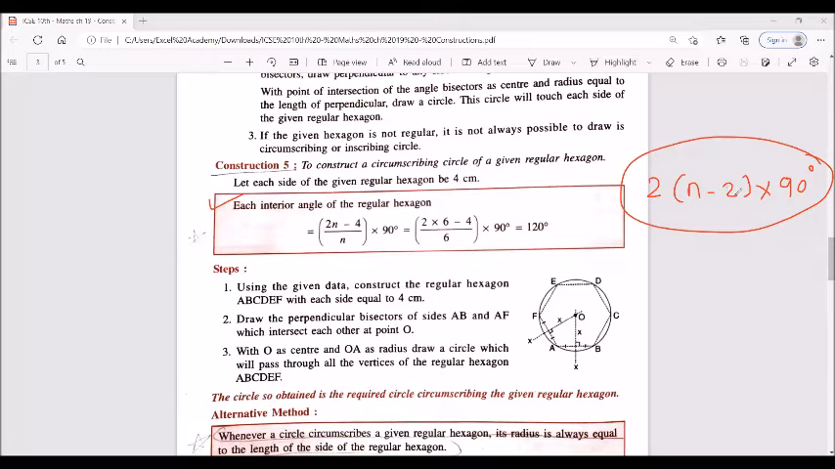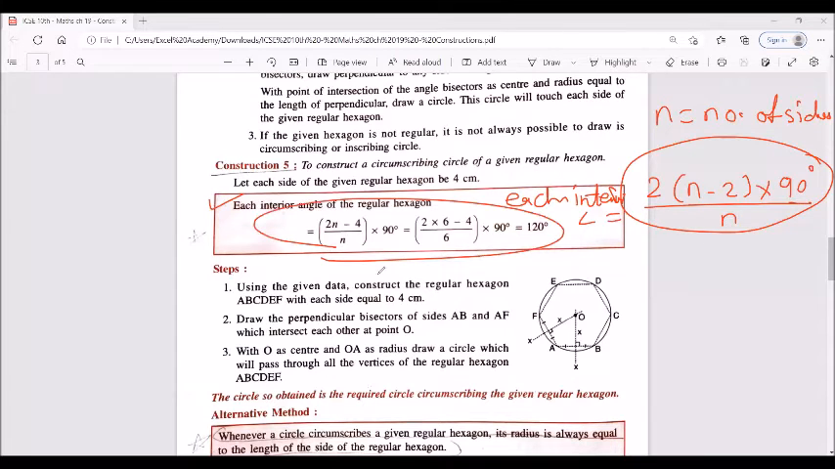Sum of all internal angles of a regular polygon, we can say, where n is equal to the number of sides. What is n? Number of sides. So if you divide this formula by n, then we get each interior angle, or each internal angle. So what is each internal angle of a regular polygon? 2 into bracket n minus 2 into 90 upon n, where n is equal to the number of sides.